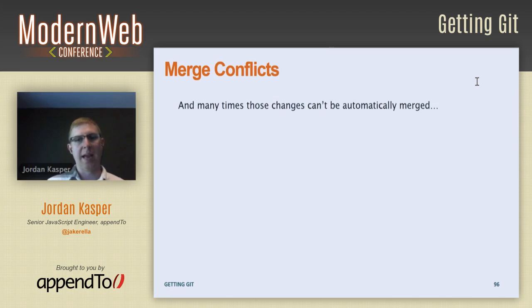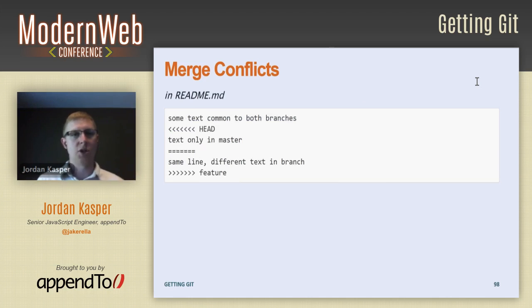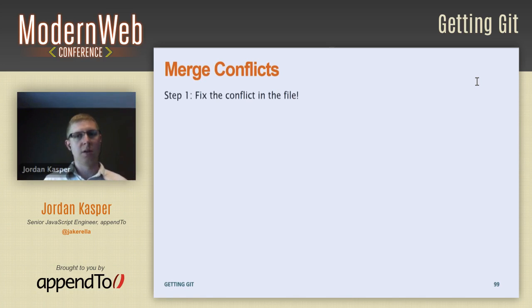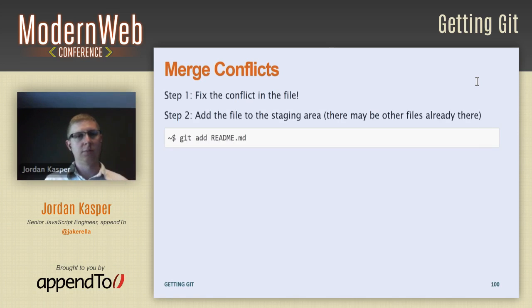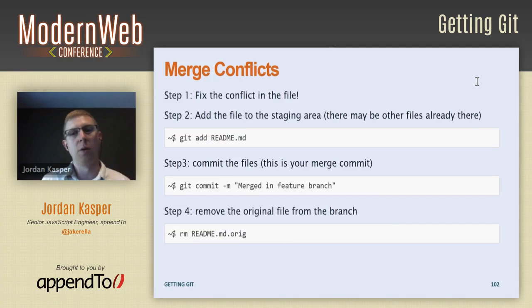So of course, a lot of times you can't simply automatically merge things. A lot of times you have conflicts. When you have a conflict, it very clearly tells you, hey, I couldn't auto-merge readme.md. I've got a conflict. It's easy. You just open up the README file, and it's going to show you that you've got changes in the head and changes in the branch. You just fix up those changes, and then you stage the file, commit the file with a merge message, and you need to remove this orig file. The orig file is what was in the branch before you started the conflict resolution.